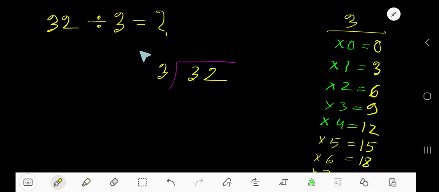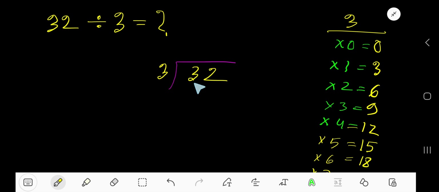32 divided by 3. Yeah, 3 is a divisor, so we need the multiplication table of 3. 3 times 0 is 0, 3 times 1 is 3, 3 times 2 is 6, 3 times 3 is 9, 3 times 4 is 12. To find the multiplication table of 3, just add 3 to the previous step: 0 plus 3 is 3, 3 plus 3 is 6, 6 plus 3 is 9, 9 plus 3 is 12, 12 plus 3 is 15.